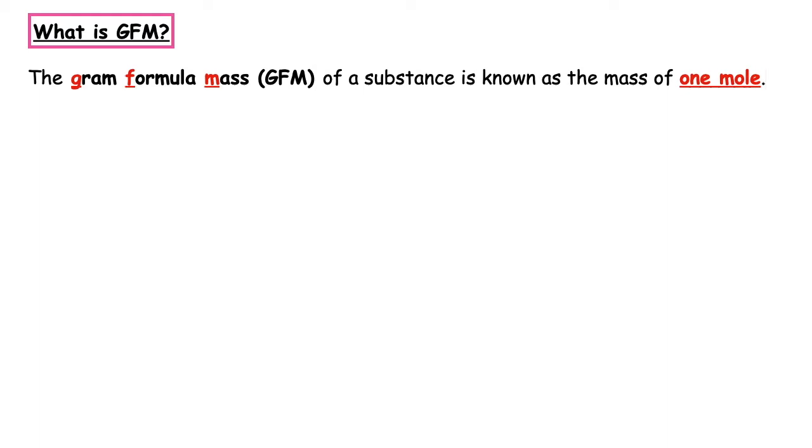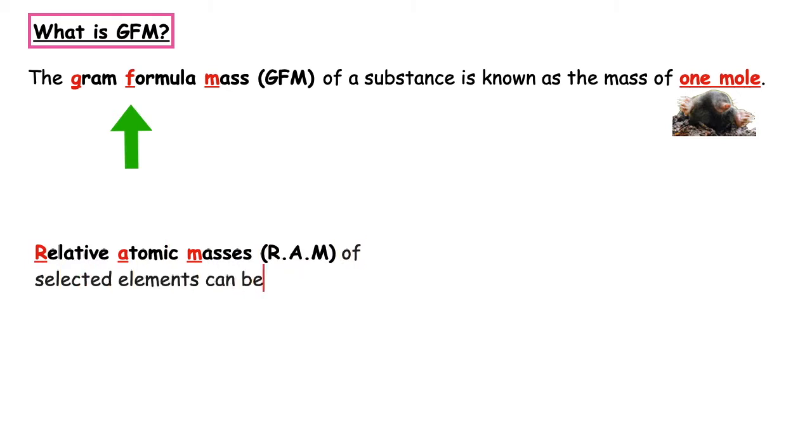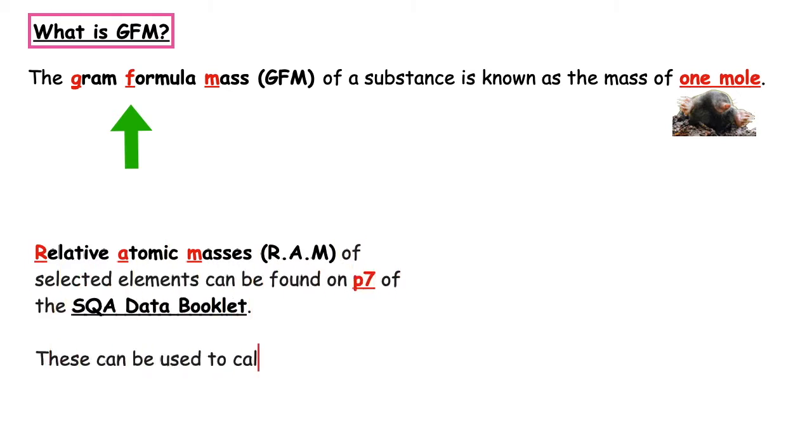The gram formula mass, GFM, of a substance is known as the mass of one mole. Not the mole that you'd find in the ground, but meaning one of that particular substance that we look at when we work out the formula. The relative atomic mass of selected elements can be found on page 7 of the National 5 SQA data booklet. These can be used to calculate the gram formula mass of a substance.